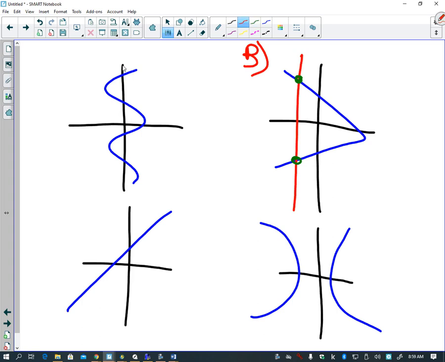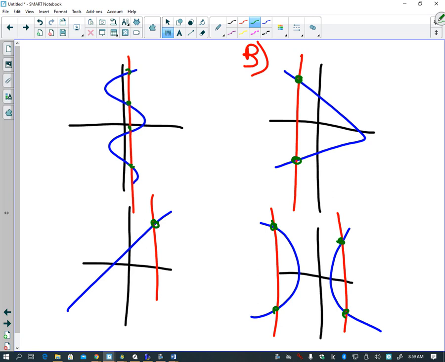This is very much not a function. It crosses it 1, 2, 3, 4 times in places, right? Over here, I got places there and there where it crosses, okay? So I'm not taking for granted that you understand how the vertical line test works, because I've seen on tests where we don't understand how the vertical line test works, right?